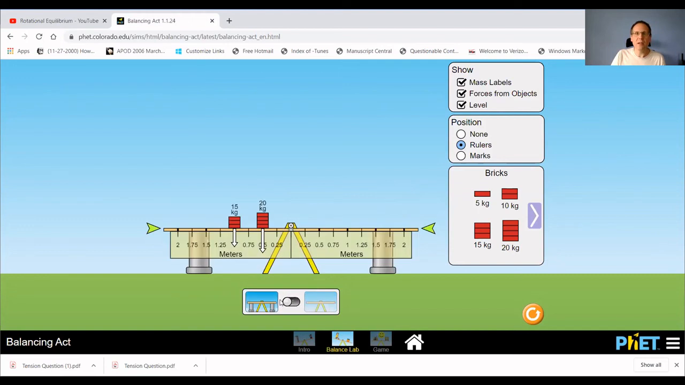So what you want to do is calculate using the sum of the torques equals 0 where you should place a 20 kilogram brick so that everything balances. Show me that calculation, and then I would actually move it to that location, wherever you get, and make sure that you're correct. Make sure that it actually balances.